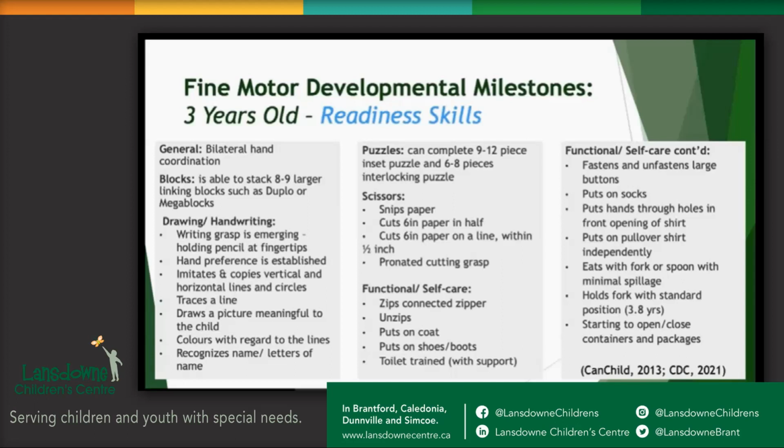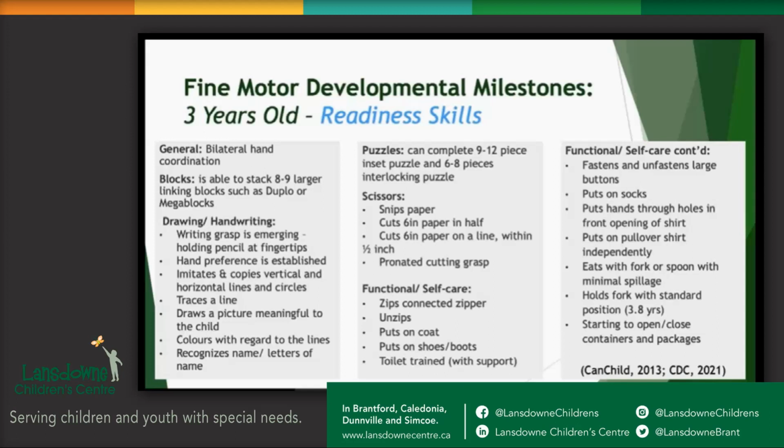Hand preference is being established. They may still switch for certain tasks, or if something's closer to their non-dominant hand, they might still grab it, but it's fairly well established. If you give them a pencil, they'll typically pick it up with the same hand every time. Their pre-printing skills are developing, so perhaps they can imitate a vertical line and a horizontal line. They're starting to do circles, so it's coming along.